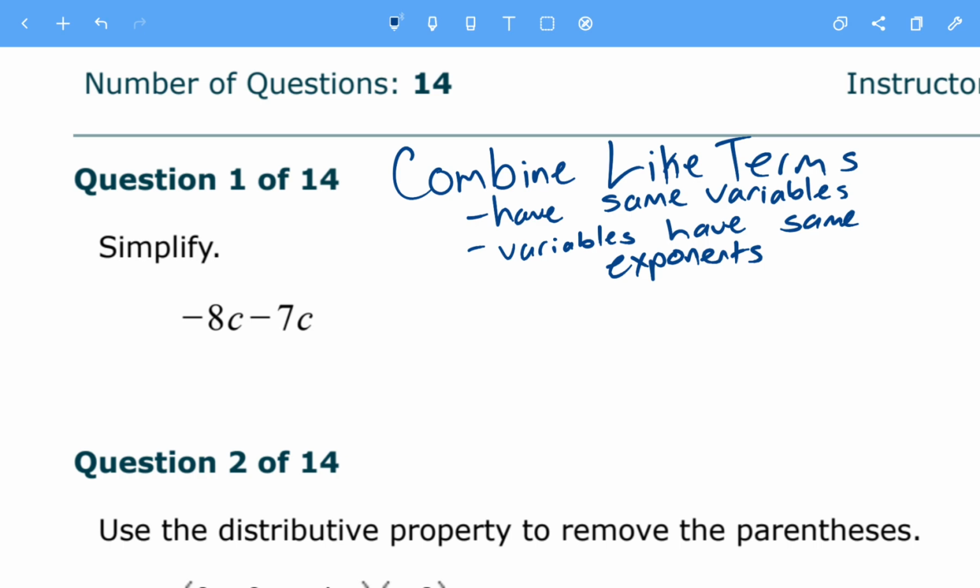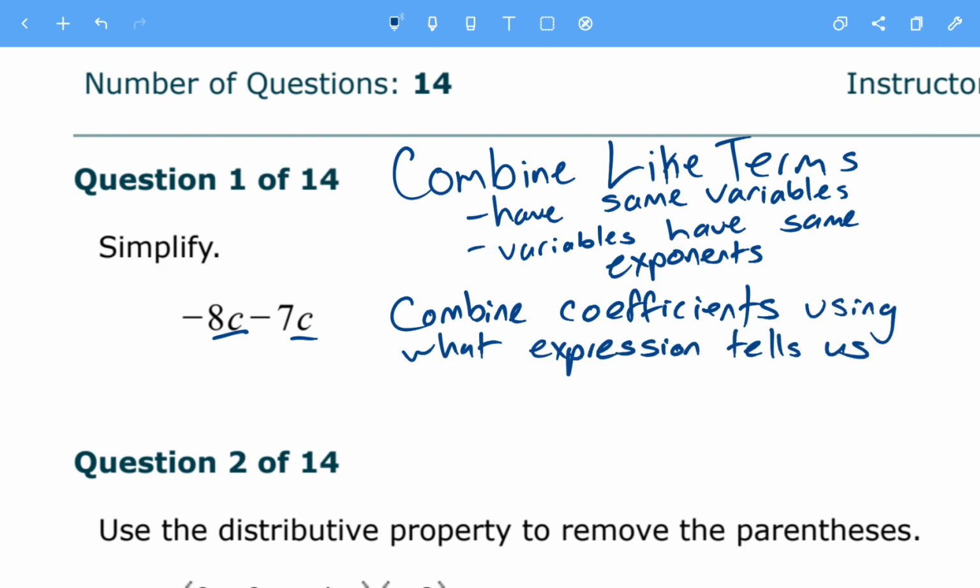So if we look here, negative 8c and 7c, both of them have a c to the first power, which we don't typically write out. So because of that, we can just combine the coefficients using the adding or subtracting, whatever the expression tells us to do. So we're going to take the negative 8 and subtract 7 from that.